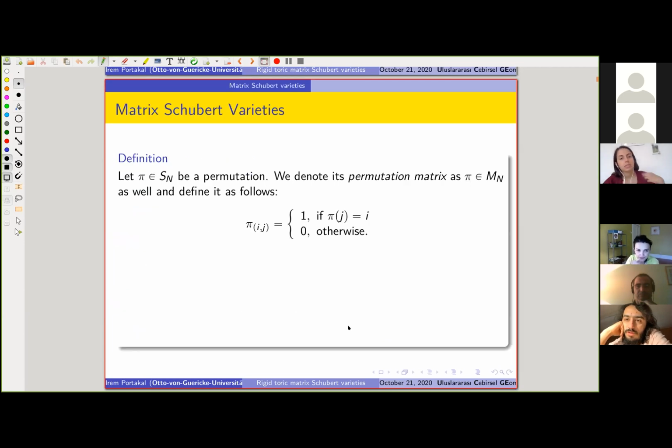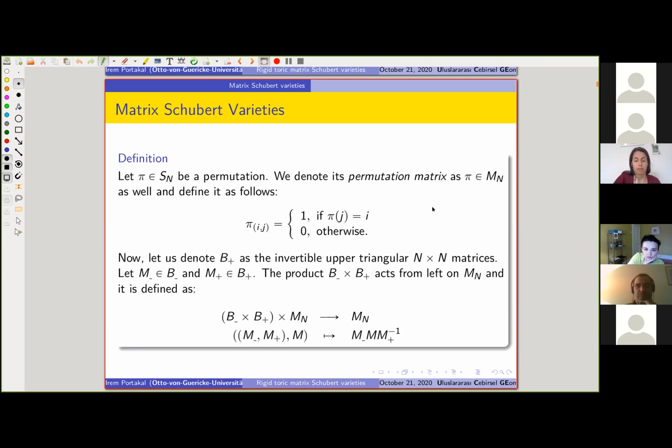All right, so first of all, matrix Schubert varieties. They are always associated to a permutation. We consider a permutation pi, and for each permutation we have a permutation matrix, for which we fix this definition. I heard that there are many other definitions for permutation matrix, so let me fix it here. This is an n times n matrix where you put ones on the ith row and jth column whenever pi of j is equal to i.